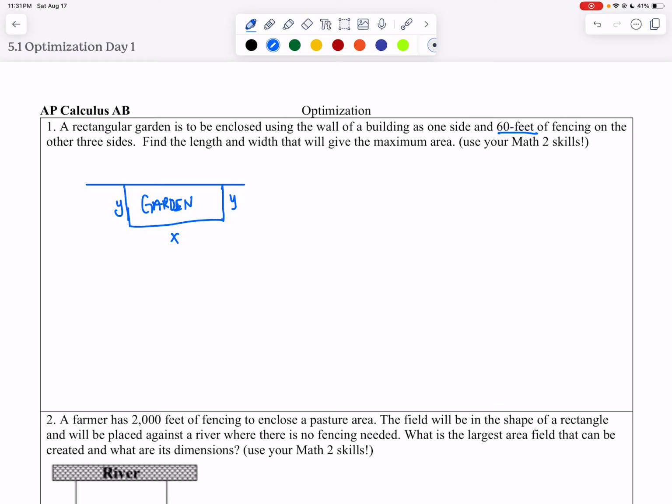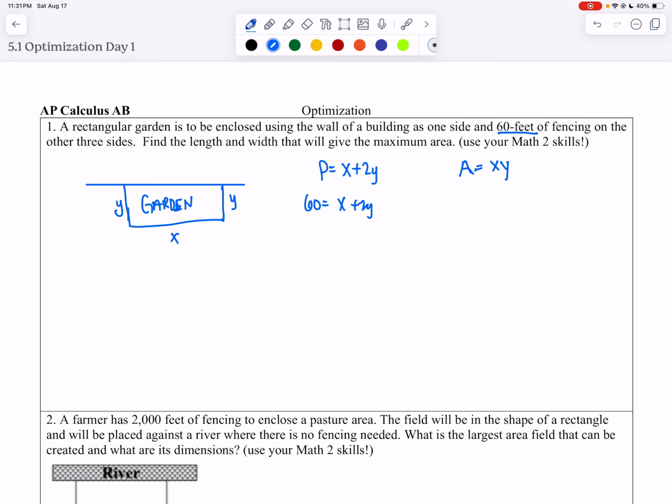So I know that if my perimeter is X plus 2Y, one of my equations I'm going to be using is 60 is equal to X plus 2Y. We want to maximize our area. So remember that if I want to maximize my area, I want my area, aka the rectangle, to be X times Y.